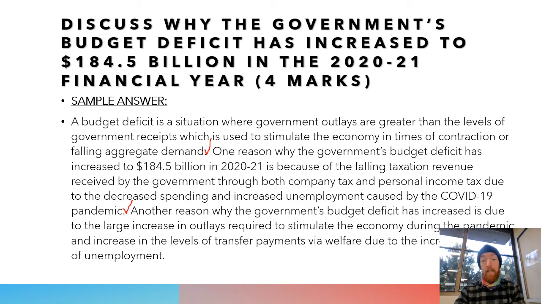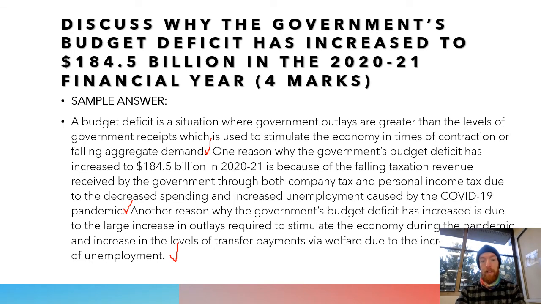Then to get into our outlays, another reason why the government's budget deficit has increased is due to the large increase in outlays required to stimulate the economy during the pandemic, an increase in the levels of transfer payments via welfare due to the increased levels of unemployment. So you get your next marks there, and you could go into a little bit more again.